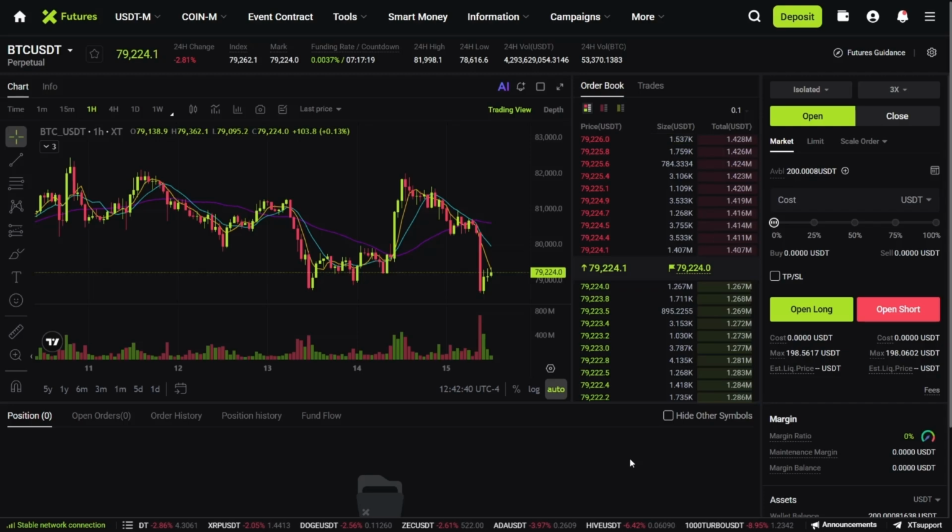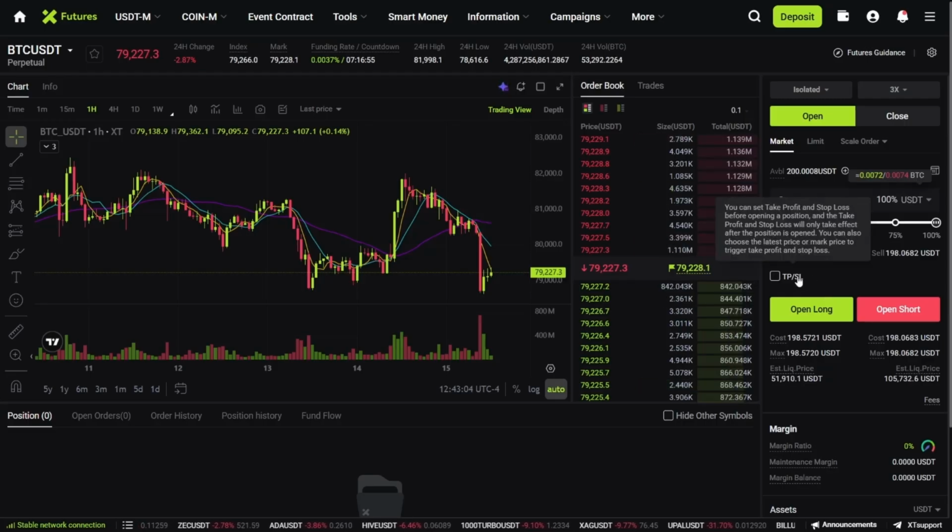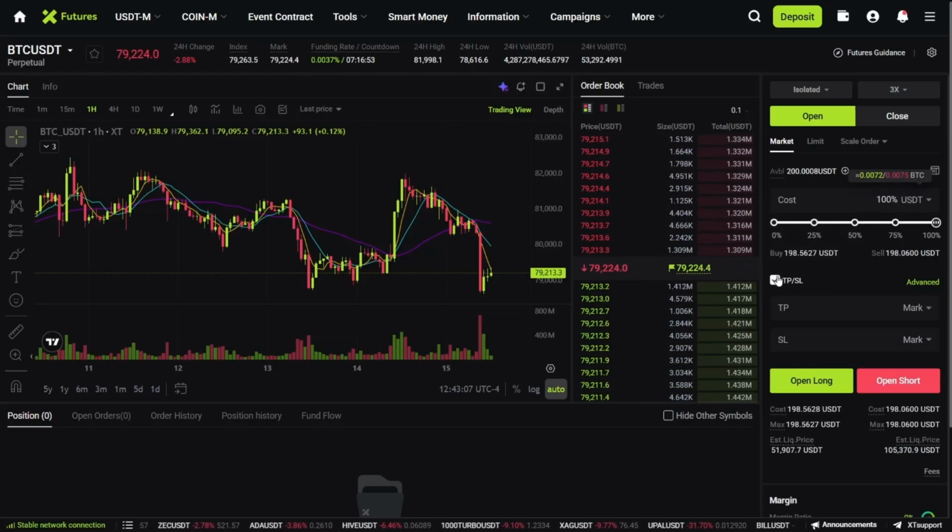For this tutorial, we're going to be executing a 3x market long on Bitcoin with our full account balance, so about 200 USDT. Before we click open long, we can see there is a box that says TP and SL. This stands for take profit and stop loss.